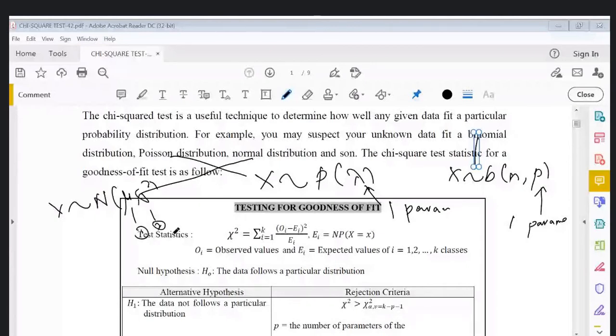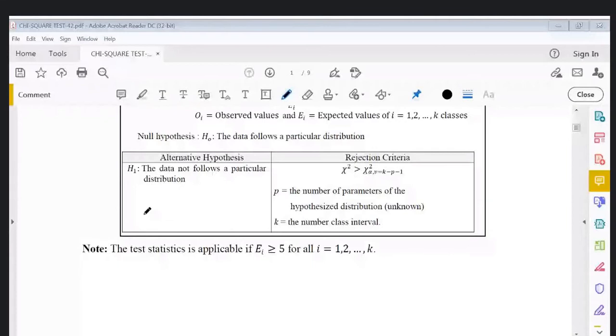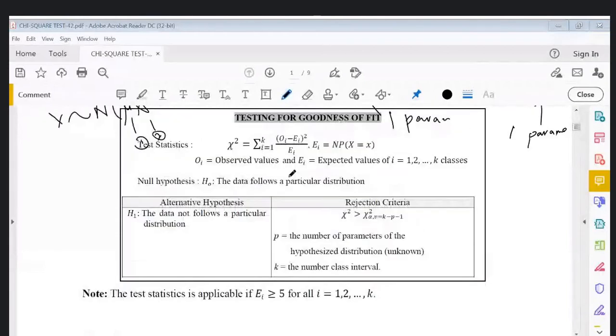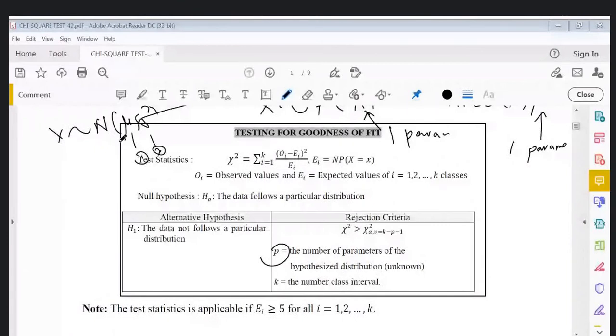P is the number of parameters. For binomial, just one; for Poisson, just one parameter; and for normal, we have two parameters. K is the number of classes.